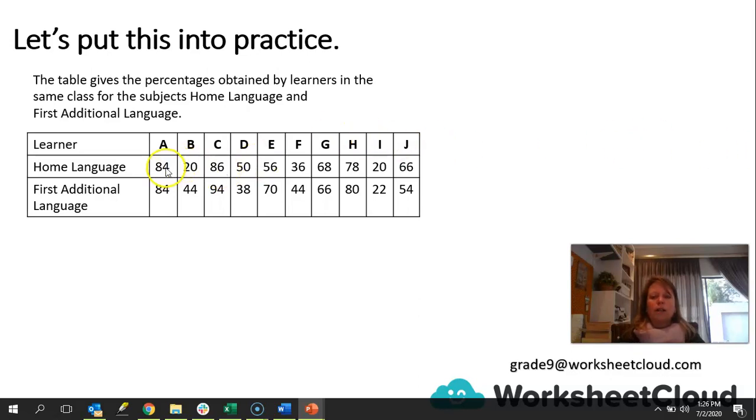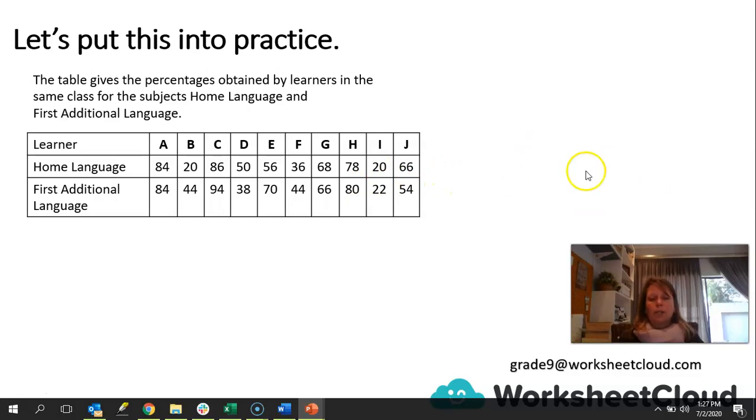Because actually this learner A has got the same marks for home language and first additional language. Learner B hasn't got very good marks here, but they're both not very good. Here they are very close, both A's. Here they're down again. There's a bit of a discrepancy. Here they're pretty similar in the same range. Here they're very similar in the same range. Here again, and here. So we can probably say that there is going to be a positive association here.